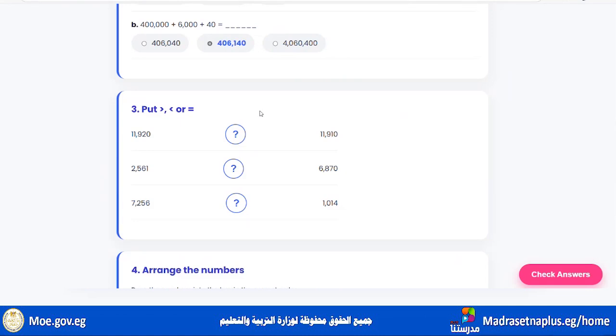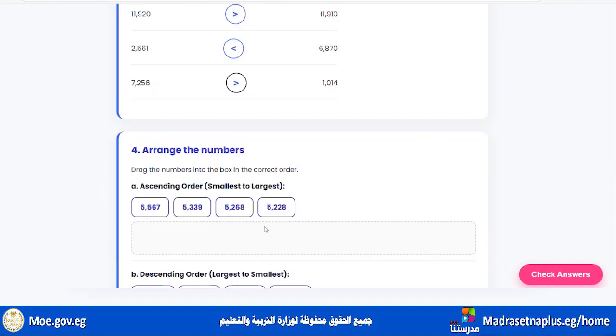Check the number from the left. 11,000, 11,000, 920, 910. 920 is greater. 2,000, 6,000: 6,000 is greater. 7,000, 1,000: 7,000 is greater. Arrange in ascending order, from the least to the most, from the smallest to the largest.